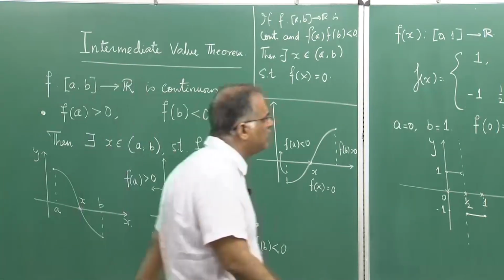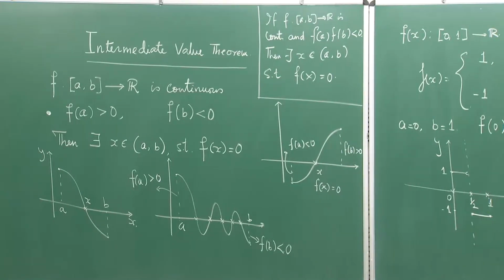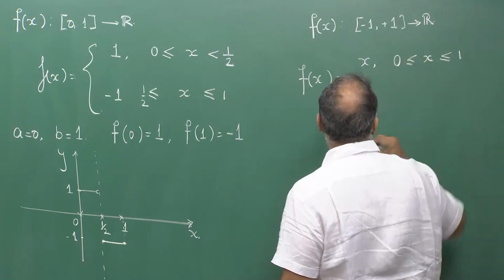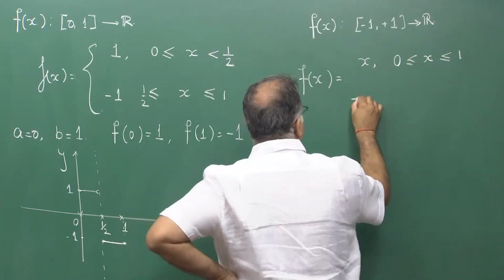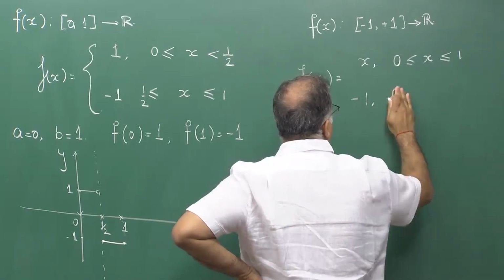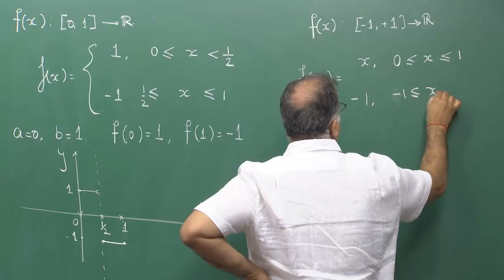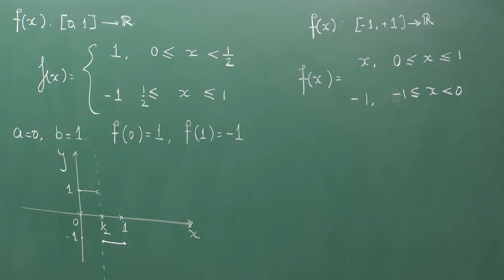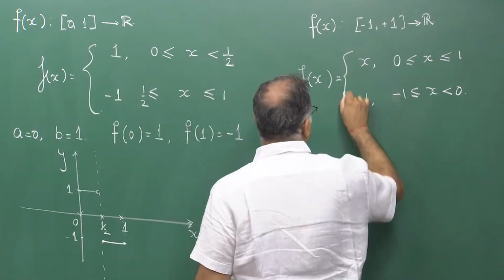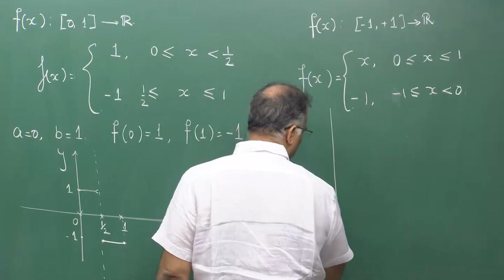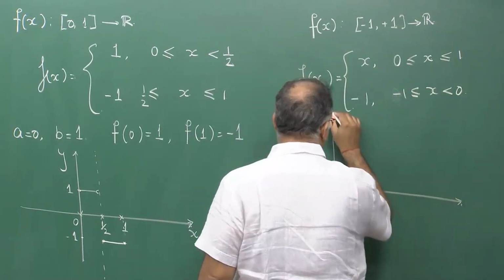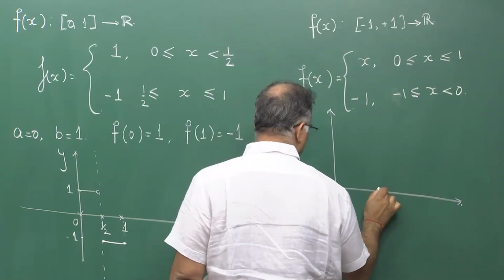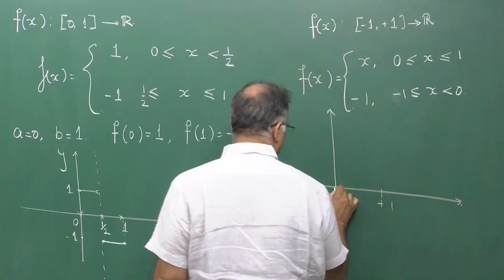Now, here let me put f(x) equal to x when x is lying between 0 and 1, and f(x) equal to minus 1 when it is lying in the interval minus 1 to 0, excluding 0. So, this is the functional value. If I draw this, what does this mean? Here is my minus 1, here is my plus 1, here is 0.